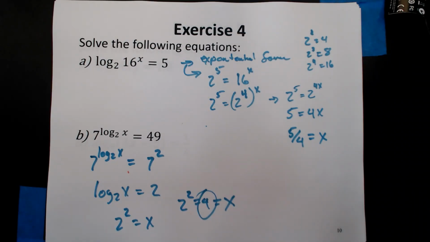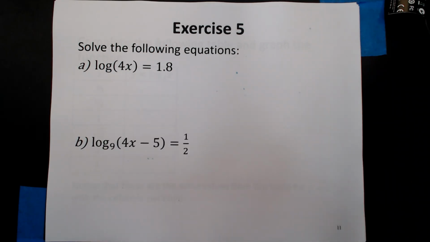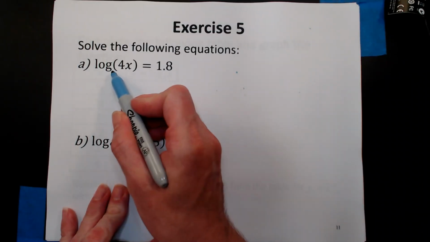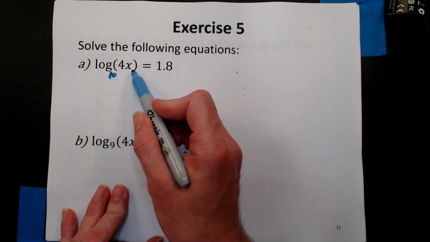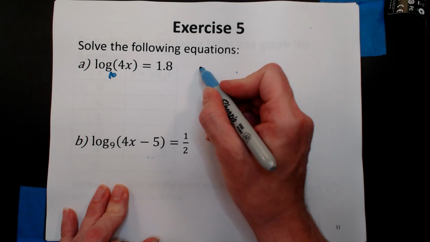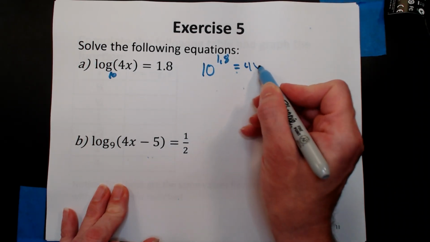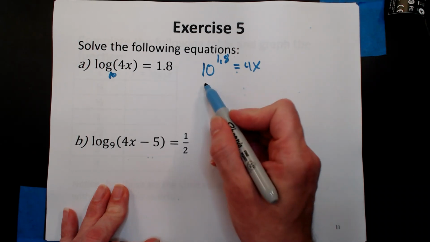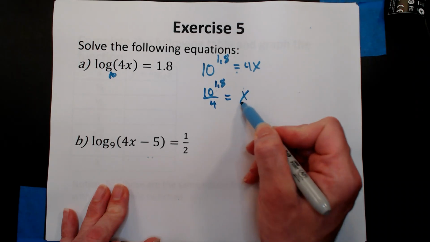But it has a natural log button. It has a log button. Hit the second function, you'll get the power button, and we're actually going to have to use that here. So we have log base 10, understood to be base 10, of 4x equals 1.8. In other words, 10 to the 1.8 power has to equal 4x. So if I divide both sides by 4, 10 to the 1.8 all divided by 4 equals x.